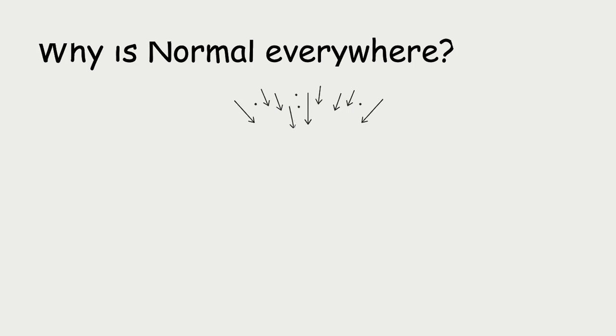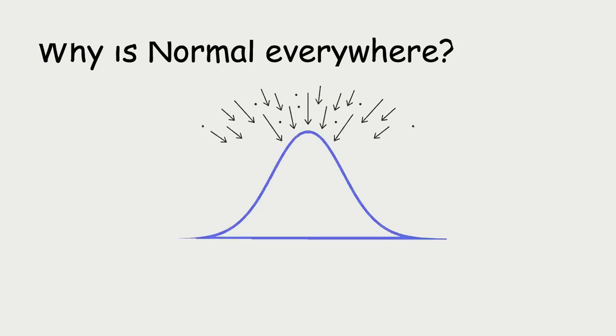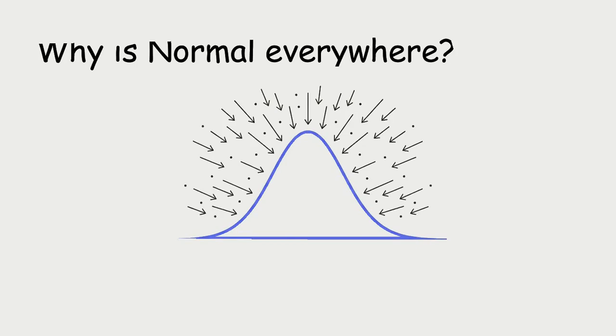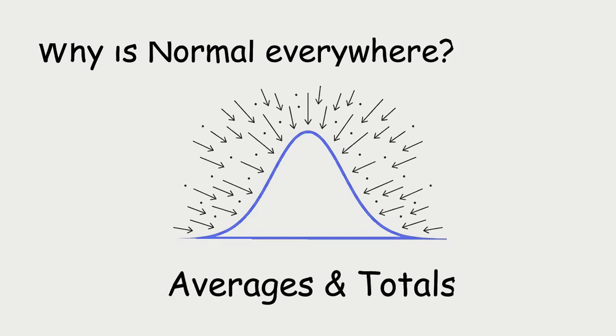The reason the normal distribution shows up everywhere is not magic. It's because many measurements are influenced by lots of small, independent effects added together. When you add many small effects, the result tends to look normal. That's the intuition behind why averages and totals often follow a normal shape.